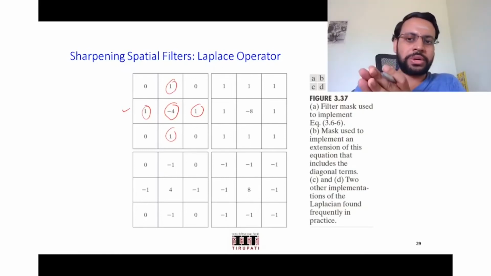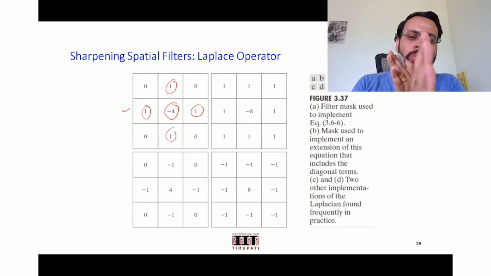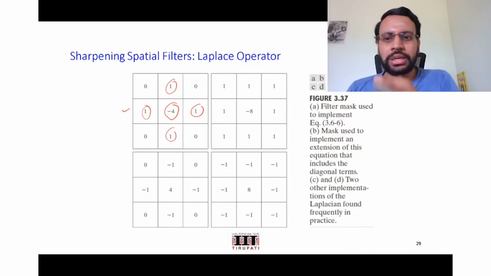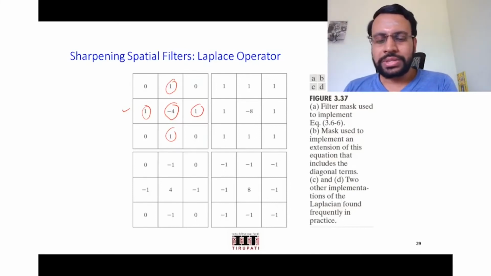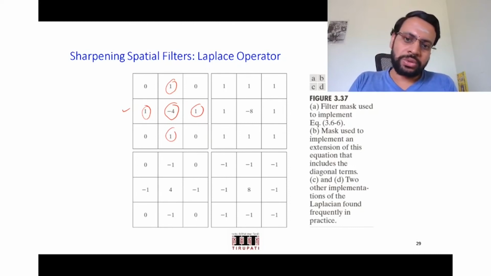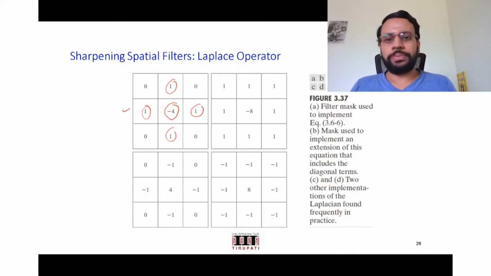This is referred to as the 90 degrees isotropic Laplacian mask. 90 degrees because you are looking at all the pixels which are there at 90 degrees, and isotropic because even if you rotate by 90 degrees this would remain the same. That's why it is referred to as the 90 degrees isotropic Laplacian mask.